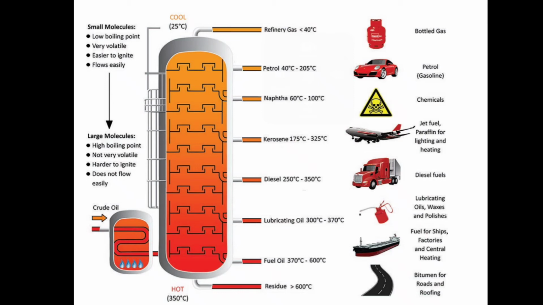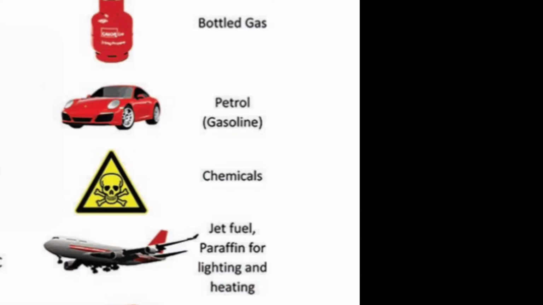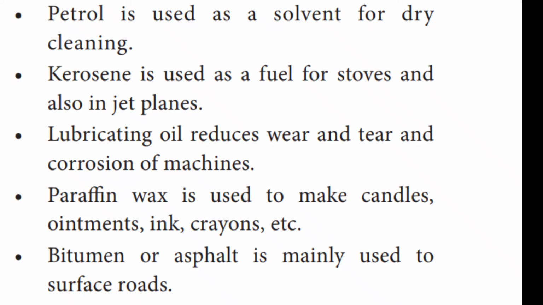Due to its great commercial importance, petroleum is also called black gold. Now we are going to see the uses of petroleum. LPG is used in houses as well as in industry. Diesel and petrol are used as fuel for vehicles. It is also used to run electric generators. Kerosene is used as fuel for stoves and also in jet planes.